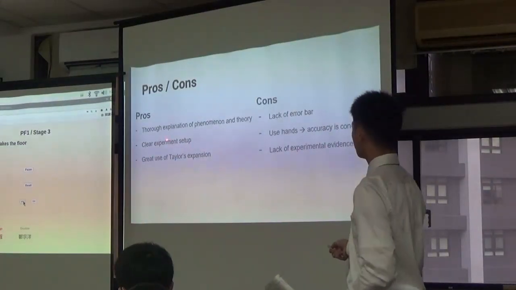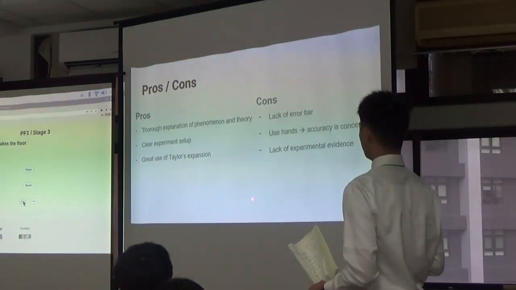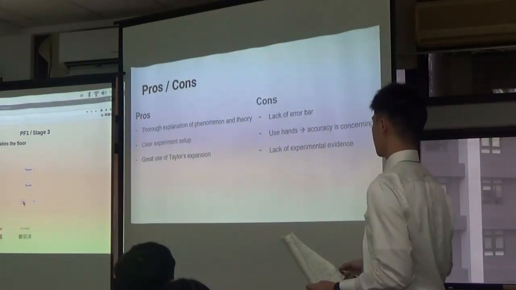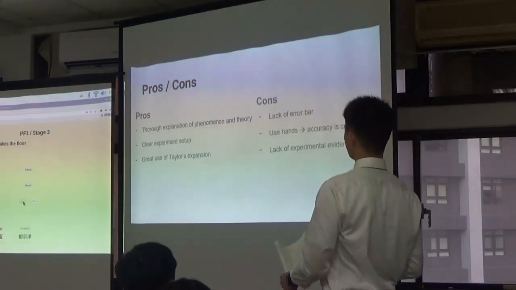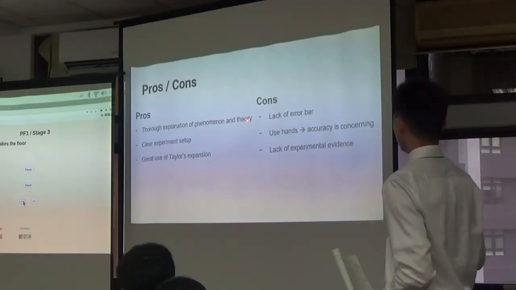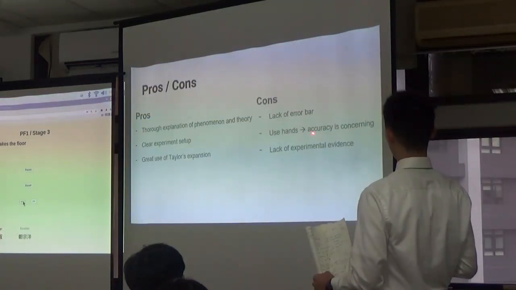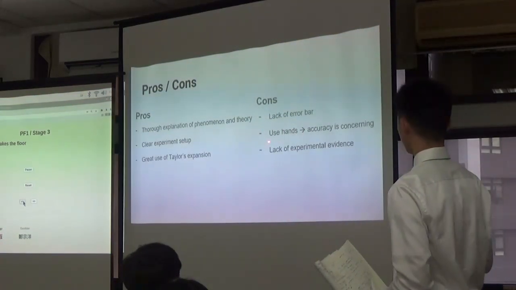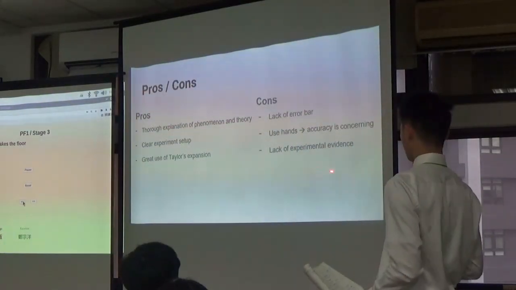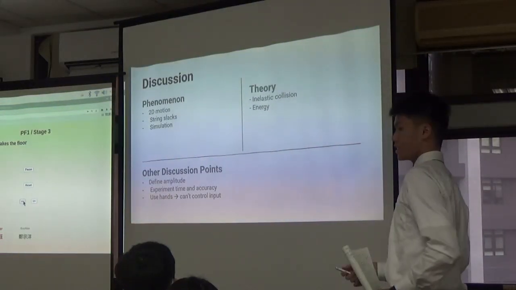The pros of the report are that they have a thorough explanation of the phenomenon and theory. Also, they have a clear experimental setup, and a precise use of Taylor's expansion in their assumption. However, I think there are some disadvantages, such as that they lack error bars. Also, they use hands, and the accuracy is concerning. They also lack experimental evidence. So these are the main points that I want to discuss later.